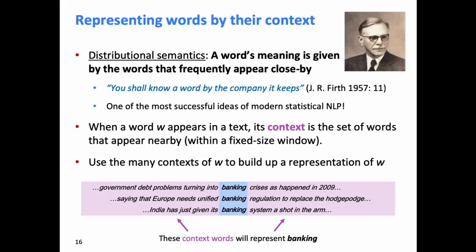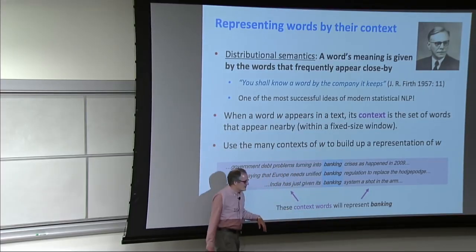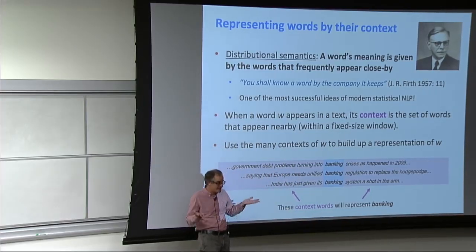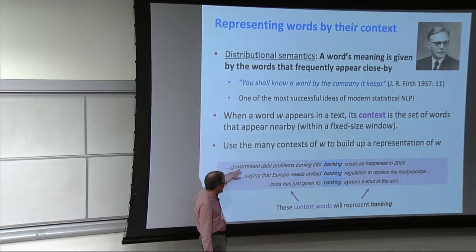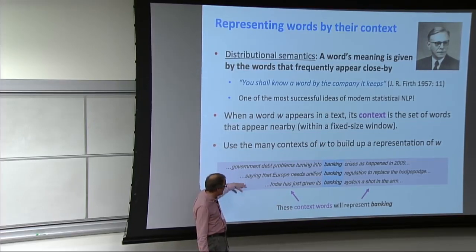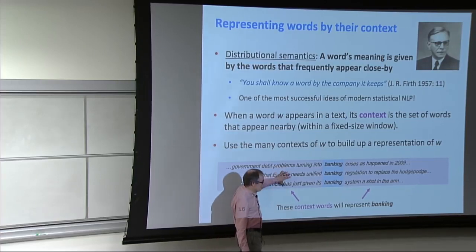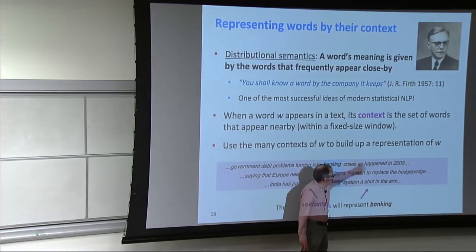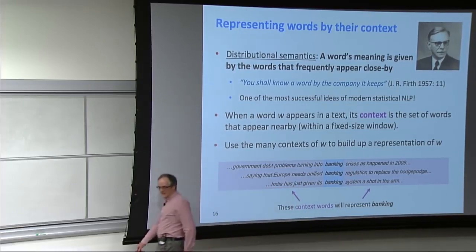And so that's the idea of distributional semantics. It's been one of the most successful ideas in modern statistical NLP because it gives you a great way to learn about word meaning. So what we're going to do is say, I want to know what the word banking means. I'm going to grab a lot of text, which is easy to do now with the World Wide Web. I'll find lots of sentences where the word banking is used: government debt problems turning into banking crises, as happened in 2009. And look, I'm just going to say all of this stuff is the meaning of the word banking.